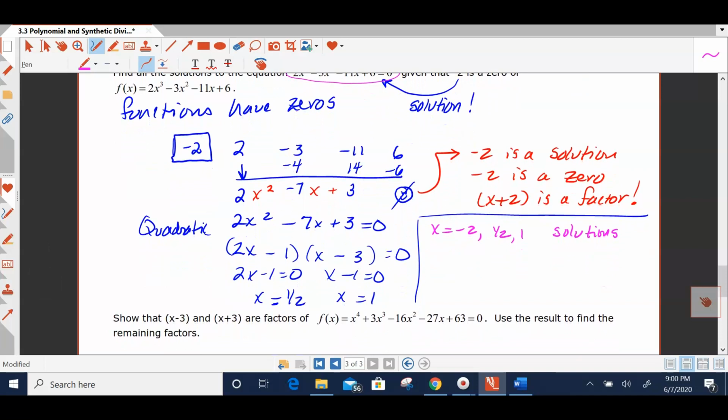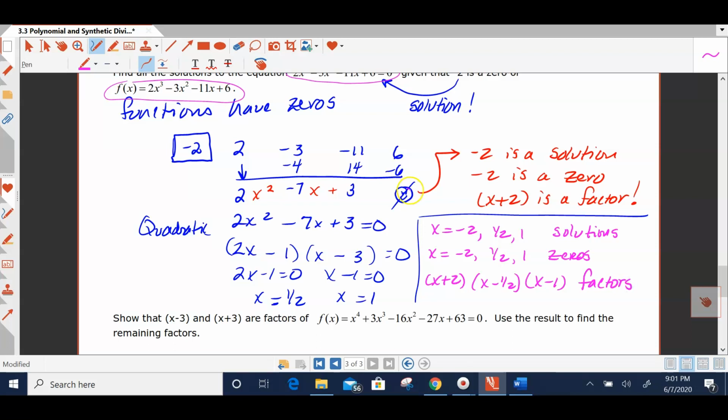We also know that x equals negative 2, 1/2, and 1 are zeros of the function. And finally, we know the factors. I've got a factor of x plus 2 from that zero. I can call this factor x minus 1/2, or it could be 2x minus 1, same thing. And this zero gives me a factor of x minus 1.